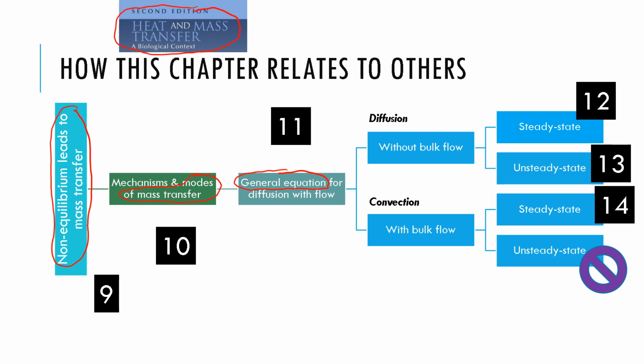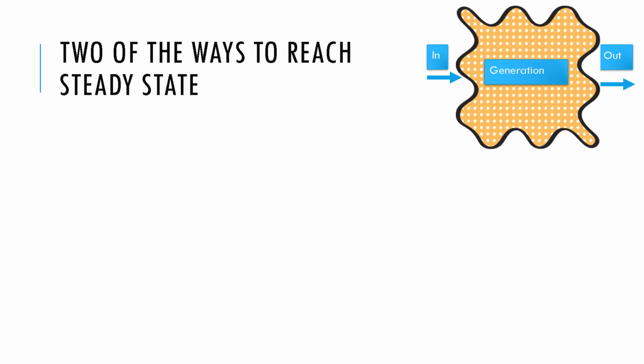So the simplest scenario is without bulk flow. So it's just diffusion. And an even simpler case of that is steady state diffusion. And that's what we're going to talk about in this chapter. We want to see qualitatively two situations when steady state is possible.